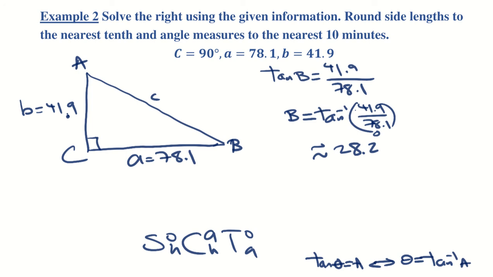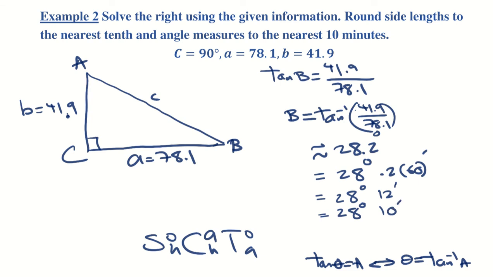So we're going to say that 28 degrees, my apologies, and the 0.2 we're going to turn into minutes by multiplying by 60. So that's 28 degrees. 0.2 times 60 is 12, but since we're rounding to the nearest 10 minutes, that'll be just rounded to 28 degrees 10 minutes.